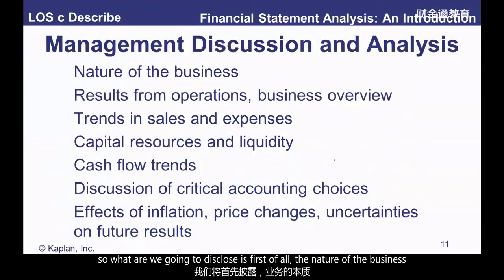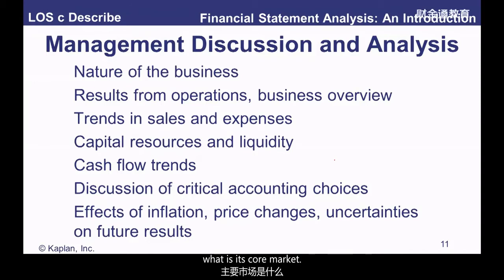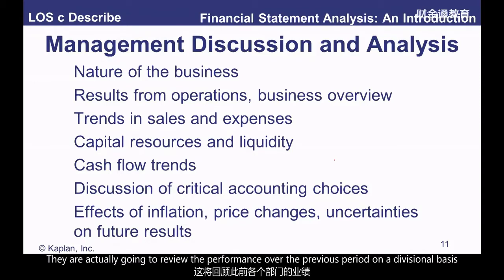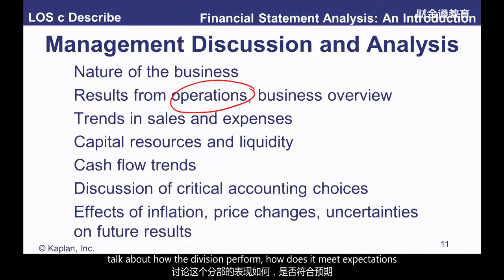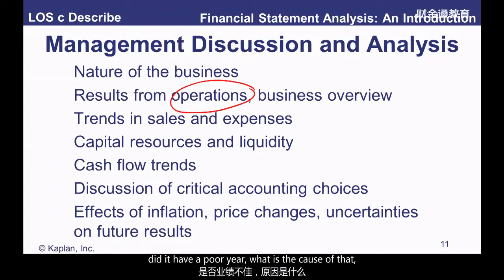So what are they going to disclose here? Well, first of all, the nature of the business, a review of what the business does. What is its core operations? What is its core markets? Then, very key, they're going to actually review the performance over the previous period on a divisional basis. So they're going to go down and look at the operations of each division, talk about how each division has performed. Did it meet expectations? Did it have a poor year? What were the causes of that? What's likely to happen going forward? So a real overview of how the company performed.